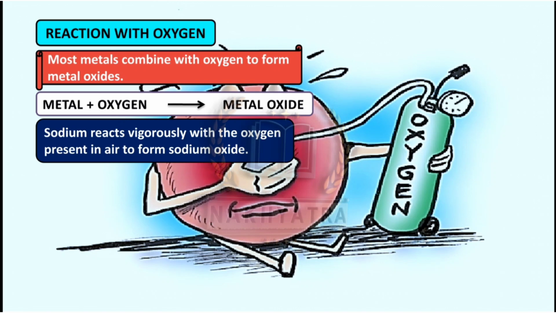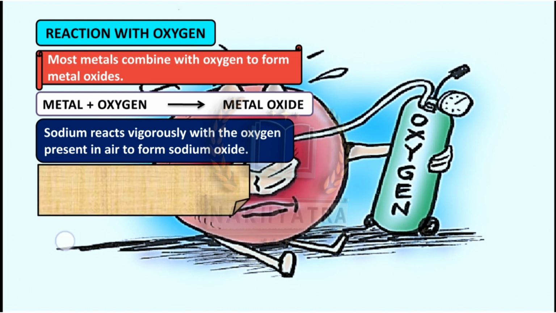Now consider one example. Sodium reacts vigorously with the oxygen present in air to form sodium oxide. Now we know that sodium is a metal. So sodium plus oxygen gives metal oxide. Now we know that sodium oxide forms through a chemical reaction between sodium and oxygen.